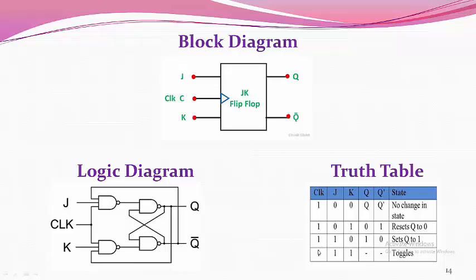Now consider the last case in which J and K both inputs are at logic high position. Then at the output side we are getting the toggle state, meaning if the past value Q equals 0 then the present value Q equals 1, meaning whatever value we have considered in the past it will be in toggle case. So for case two and case three we are using storage operation, and for case 4 we are using toggle state. This is all about the JK flip-flop.